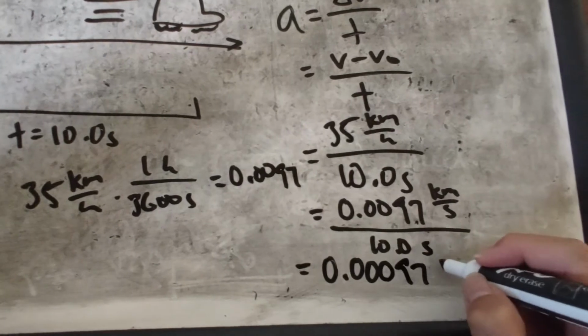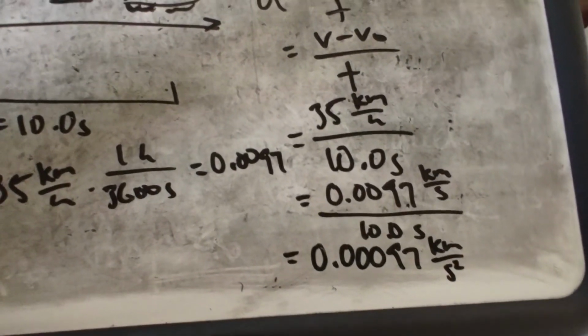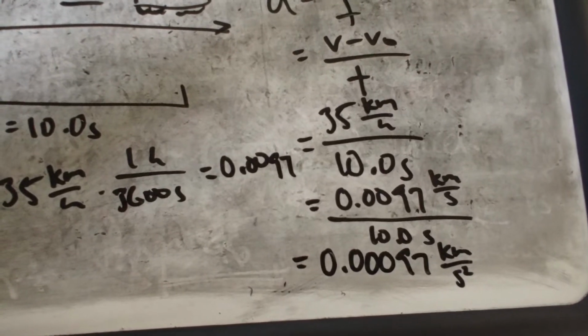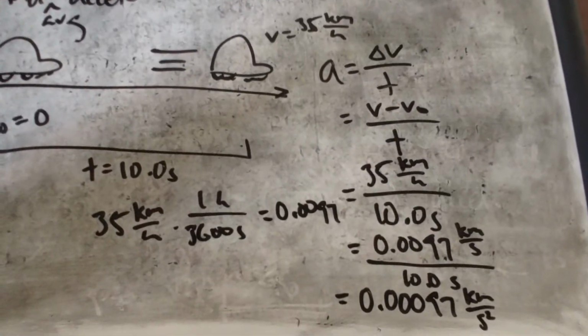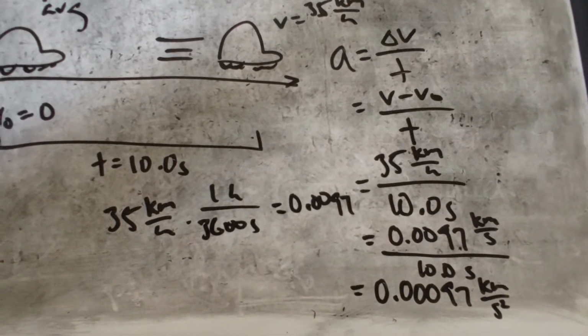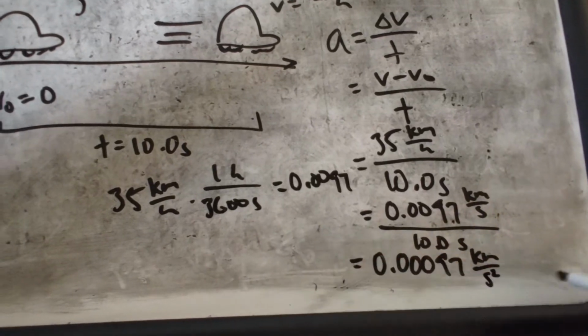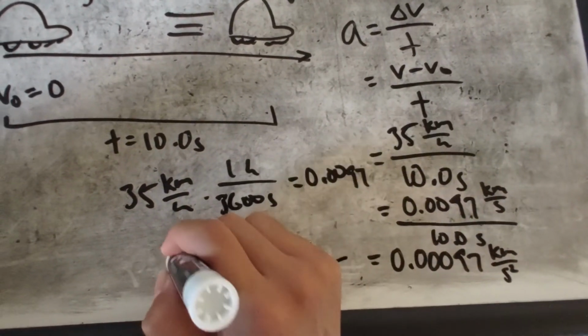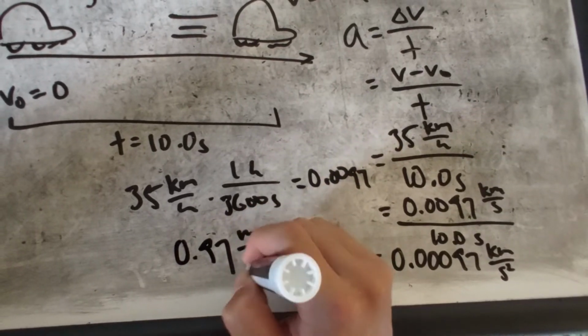So this is what we get. It will be this value over kilometers per second squared. Now this looks like a really small number, but remember that the acceleration units are meters per second squared. So we could convert this into meters per second squared, and that'll give us 0.97 meters per second squared.